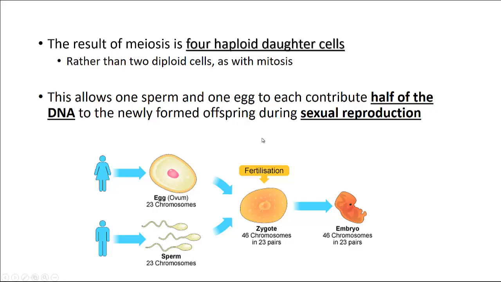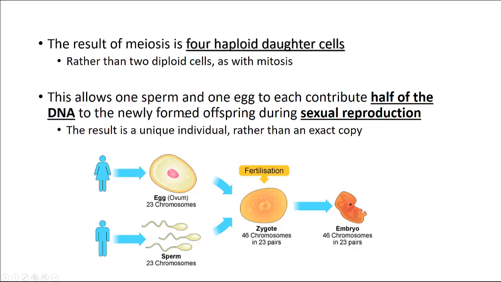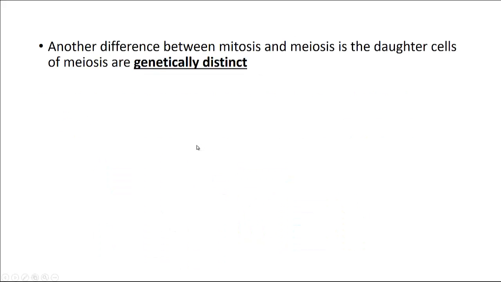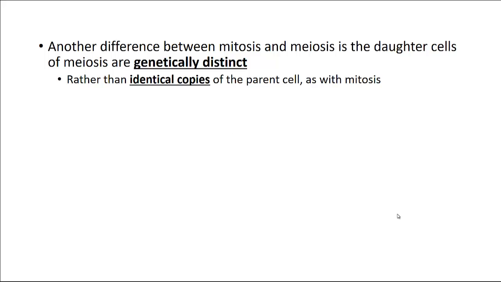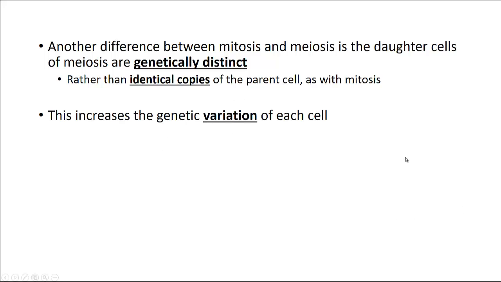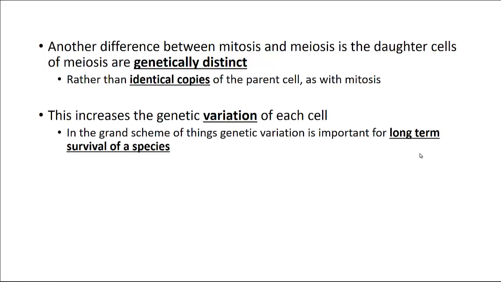So this is why sexual reproduction is so different. And this is also why we need to create haploid cells, so that each cell carries half the information to combine to create the whole. So as I said, the result is that you're a unique individual rather than an exact copy. So recapping what I said there, the difference is that the result is a genetically distinct individual rather than identical copies. This increases the genetic variation of each cell. And in the grand scheme of things, this is important for the evolution and survival of a species.